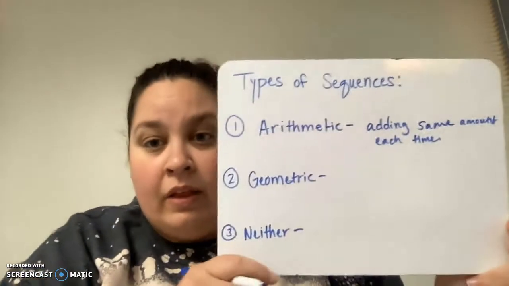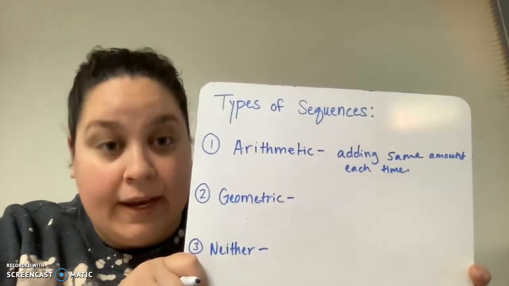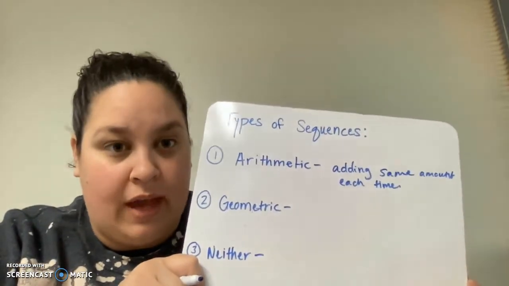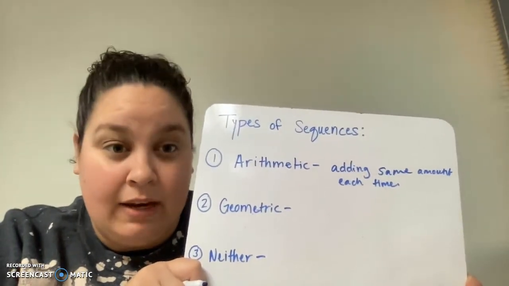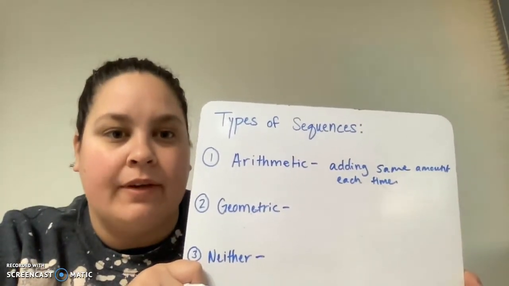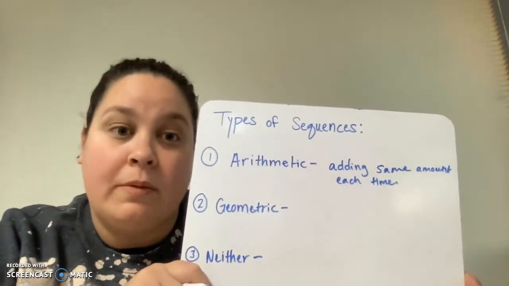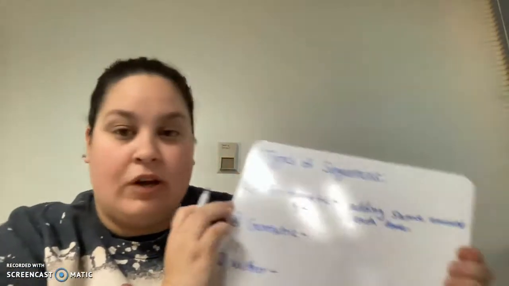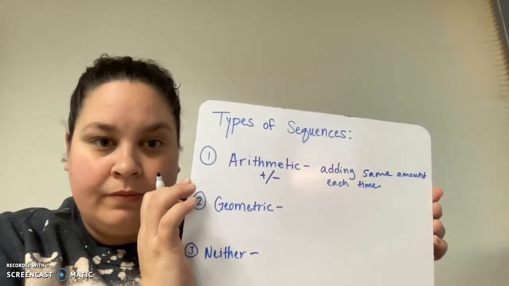So this one's a tricky one because a lot of times people think adding has to be a positive number. We can also consider subtracting part of this category because subtraction is the same thing as adding a negative. So if I have a sequence that's going down, but it's going down by 3 every single time, then that's the same thing as adding a negative 3 or subtracting 3. So arithmetic deals with adding and subtracting the same amount every single time. You're adding and subtracting a constant. Okay?